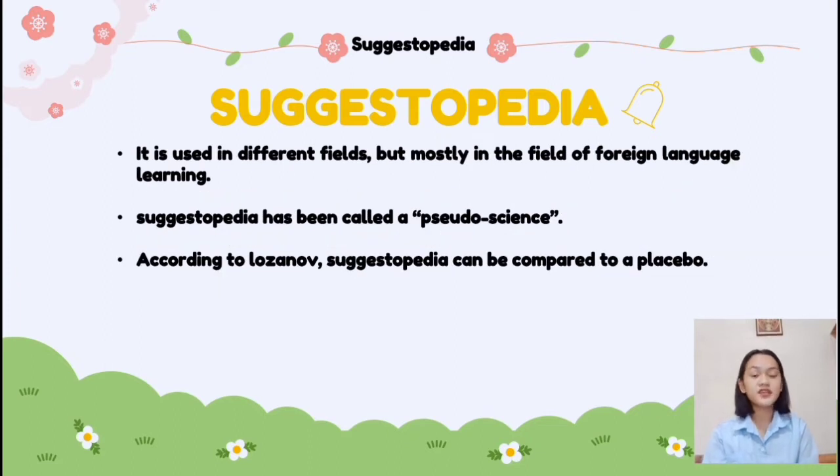Suggestopedia is used in different fields, but mostly in the field of foreign language learning. Suggestopedia has been called a pseudoscience. It strongly depends on the trust that students develop towards the method by simply believing it works. According to Lozanov, Suggestopedia can be compared to a placebo. Lozanov himself admits this. He argues, however, that placebos are indeed effective.